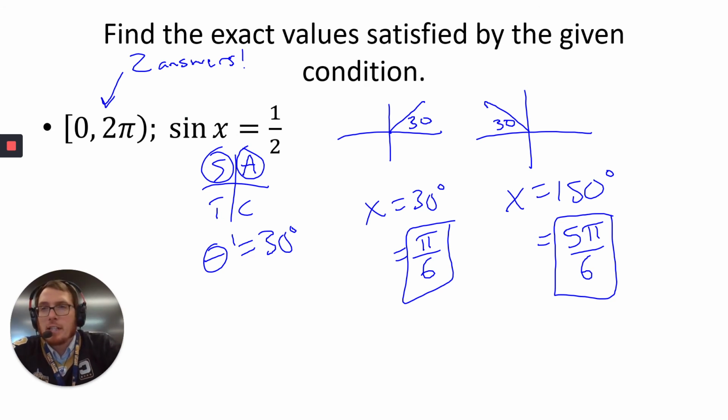Okay, the next question says find all the answers from 0 to 2 pi. Well, that's the same as 0 to 360, just in radian format. So what you want to look at is how do I solve them? What you could do is solve them in degree format and then kind of work backwards.